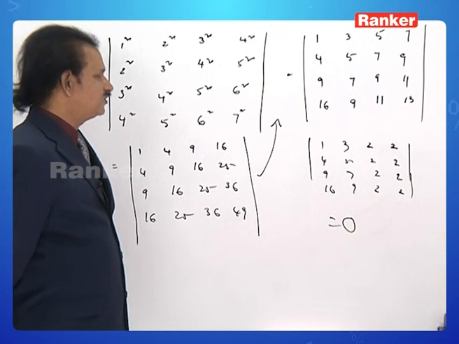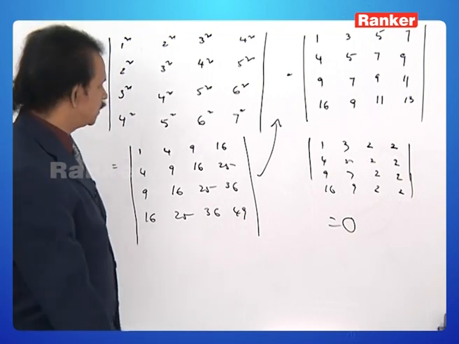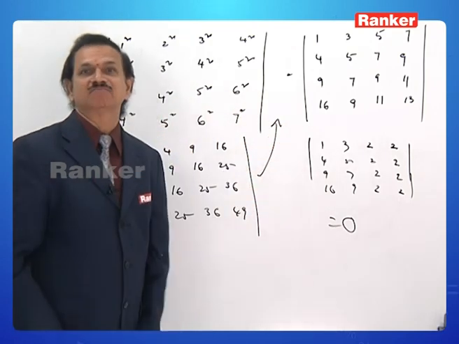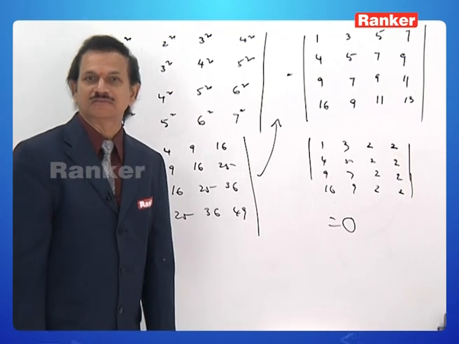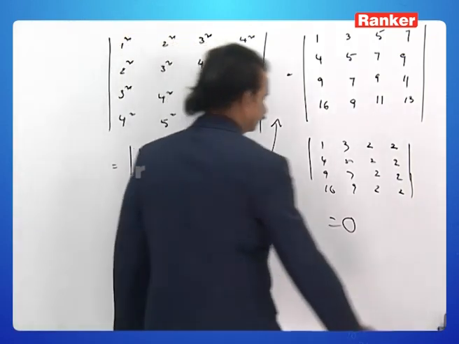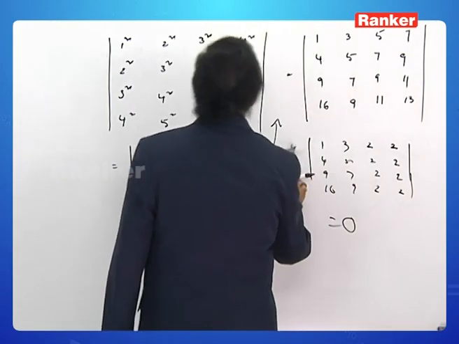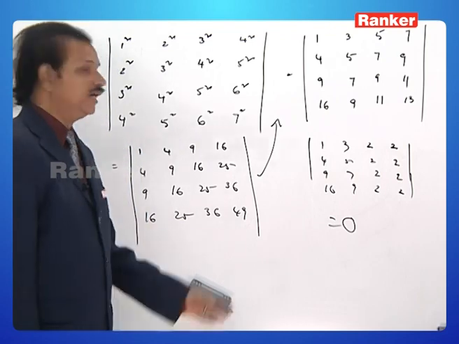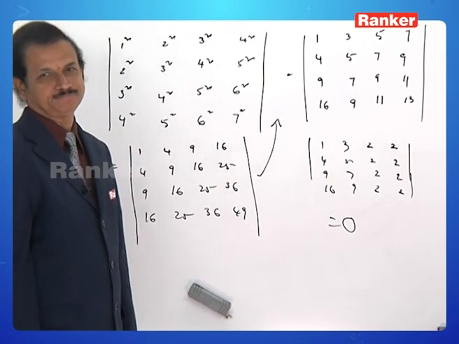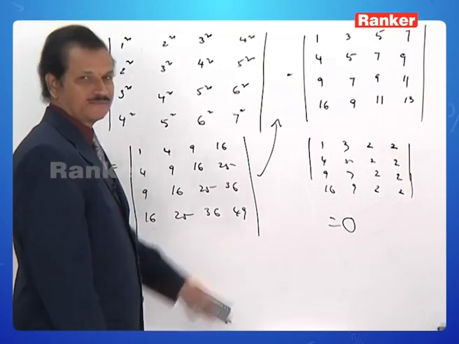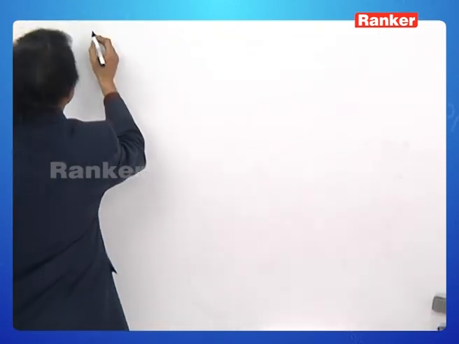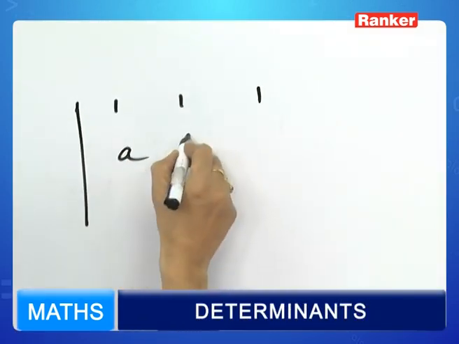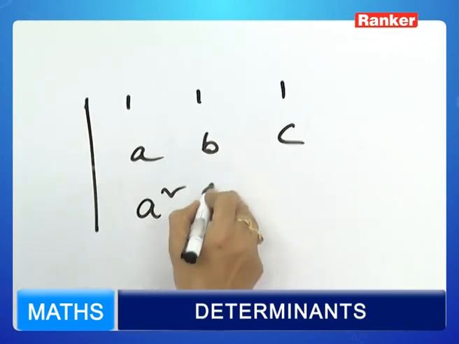The elements of the third column and fourth column are equal, so the answer is 0. So this looks so bulky, but the answer is 0. So you remember that the big determinant is having a 0 value. It's a famous question. Another standard determinant: 1, 1, 1, A, B, C, A square, B square, C square.